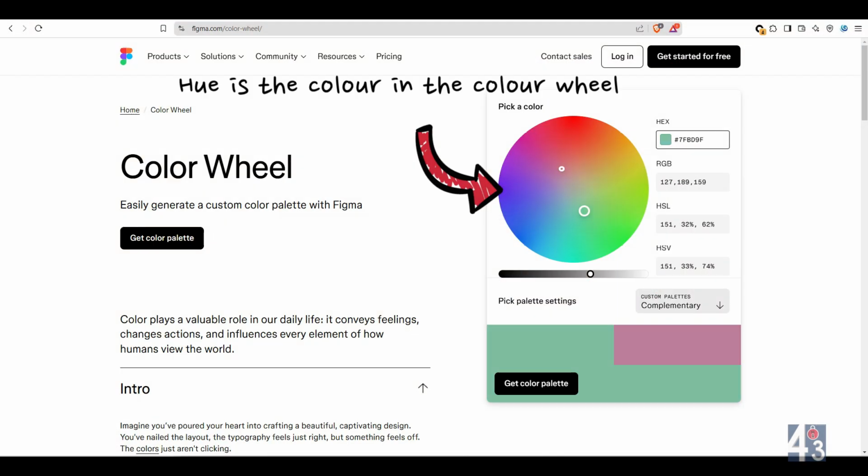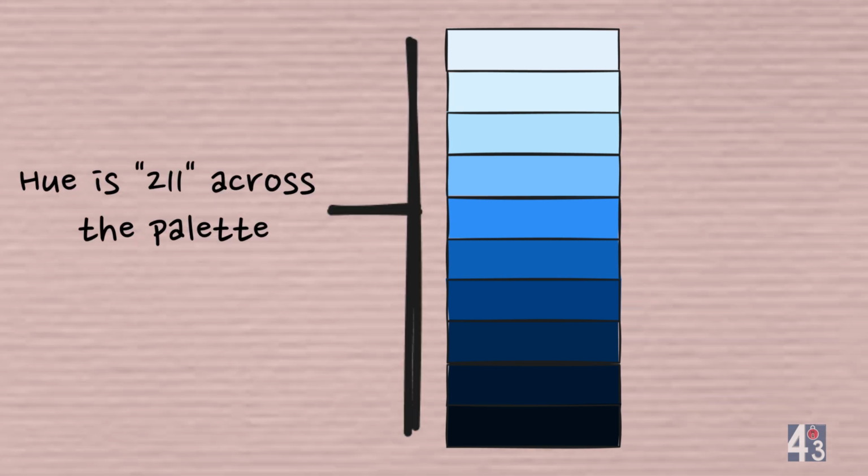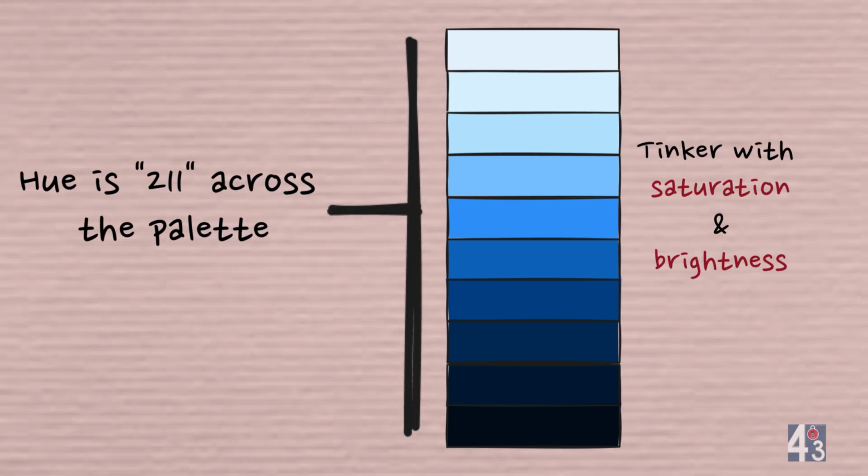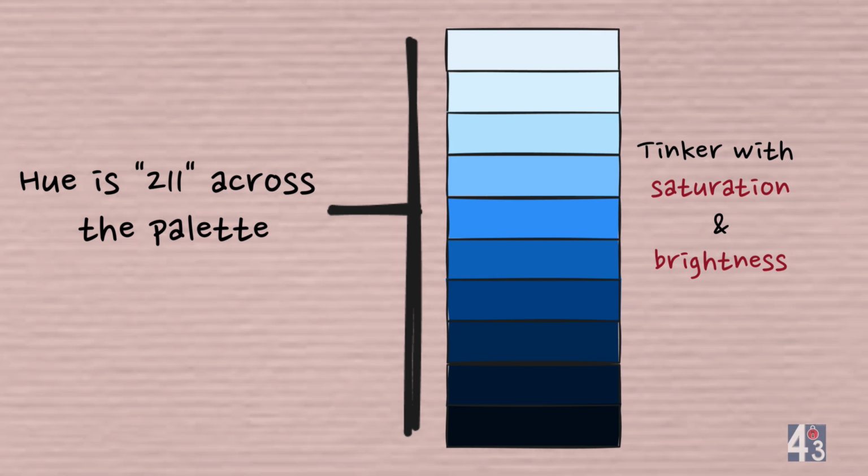As for the hue, it is the color itself, a number between 0 to 360, telling you where you are on the color wheel. While creating the palette, it's okay if the hue is the same number across the spectrum. We could just tinker with the saturation and brightness to create different tints and shades.